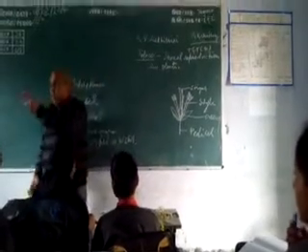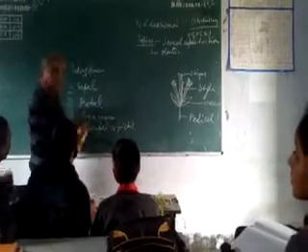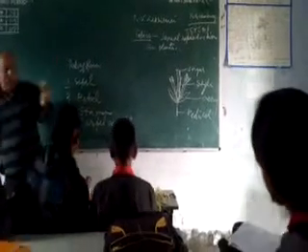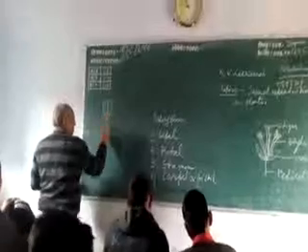Next we come to pollination. Third part is stamen. This is the male part. And you write down. Yes, sir. Please write down your note.